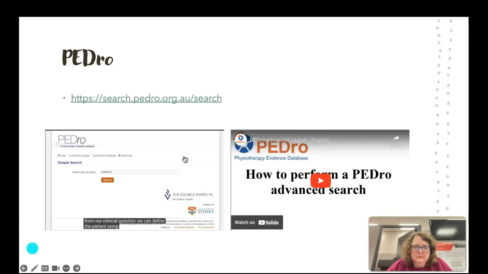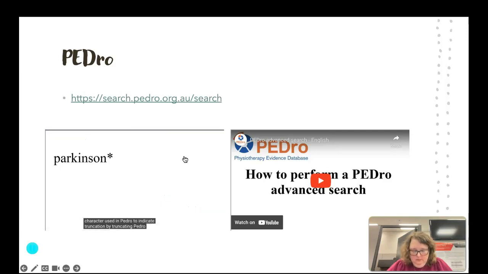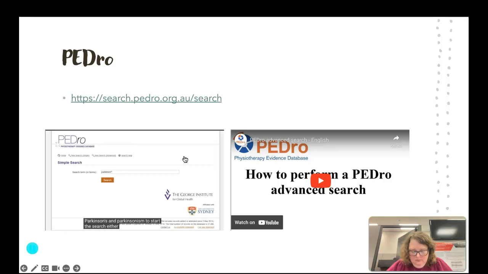We can define the patient using the word Parkinson asterisk. We have deliberately omitted the apostrophe S at the end of Parkinson's. We also deliberately added the asterisk at the end of the word. An asterisk is the special character used in PEDRO to indicate truncation. By truncating, PEDRO will return all records containing words starting with the text string Parkinson. These would include Parkinson, Parkinson's, and Parkinsonism. To start the search, either click the search button or click enter.